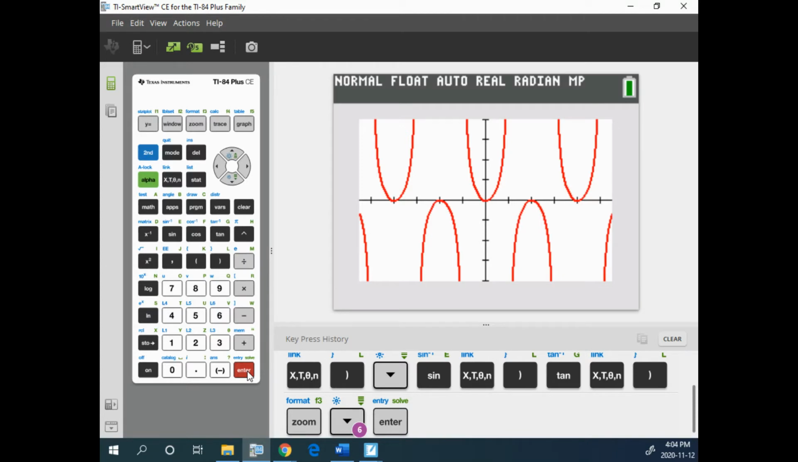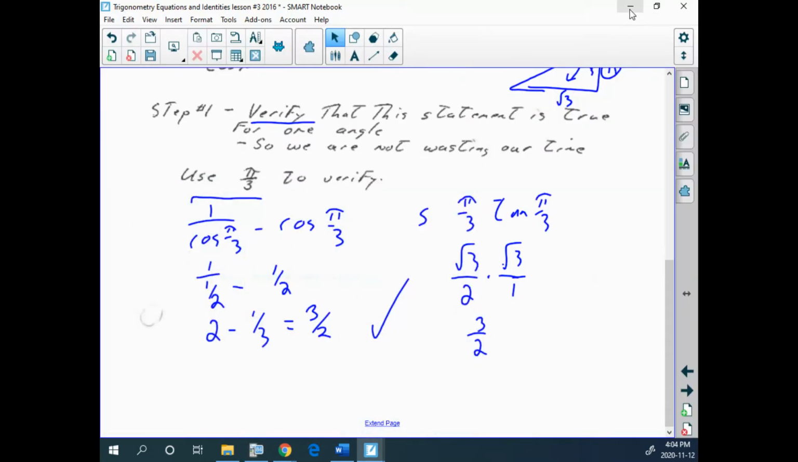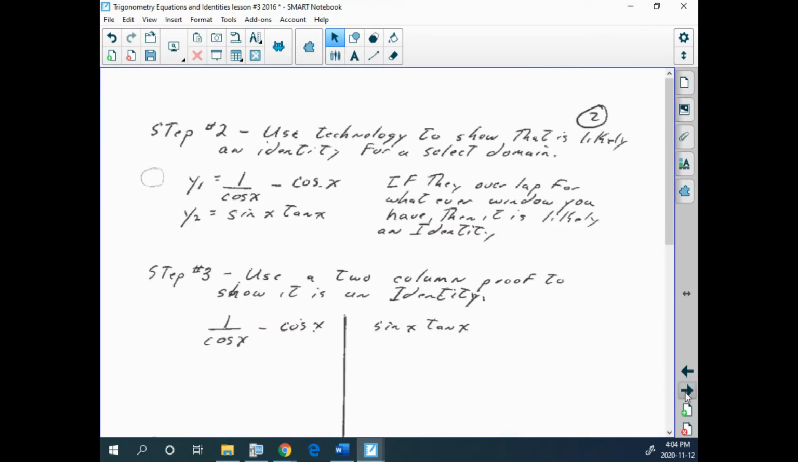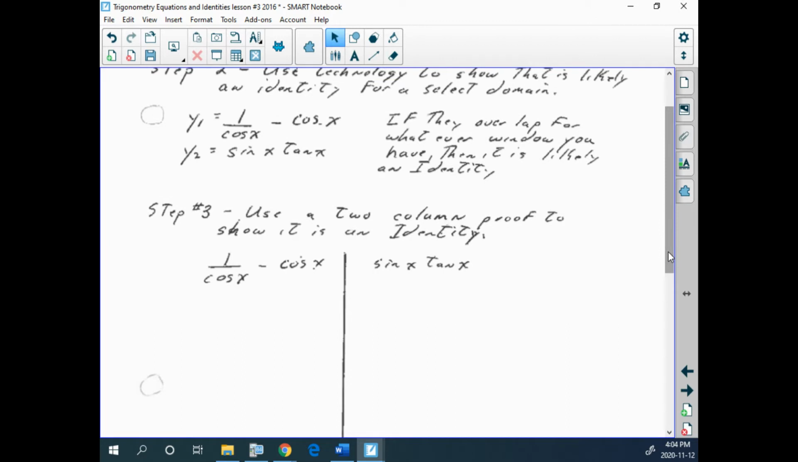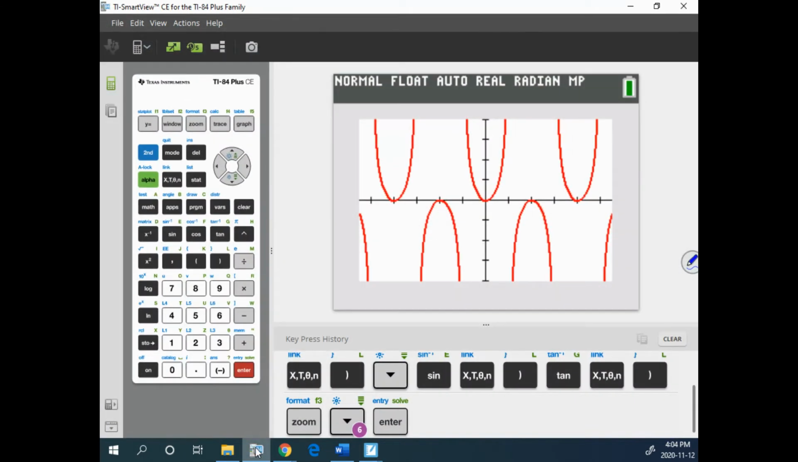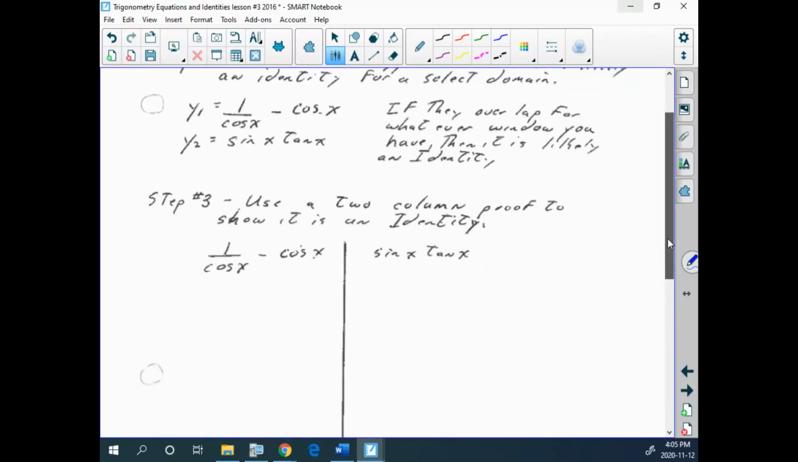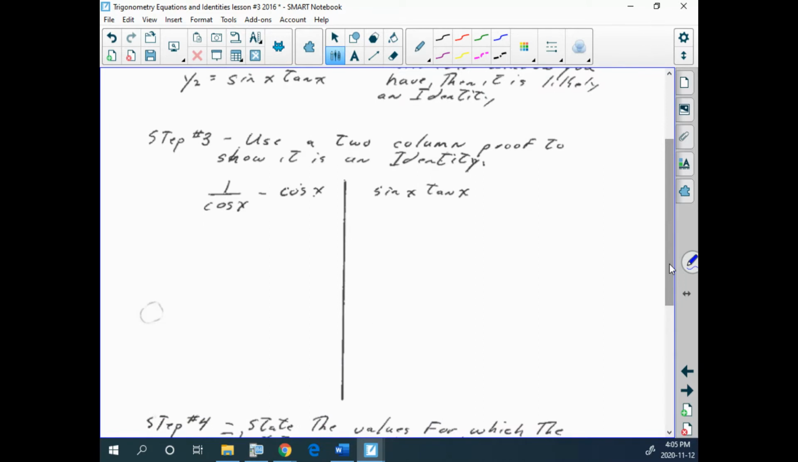So that's verifying over a larger domain, between negative 2 pi and 2 pi. Yes, it's an identity because we have the overlap, but we still haven't proved it. We have just shown it to be true from negative 2 pi to 2 pi. So it's not proved yet, it's only probable.